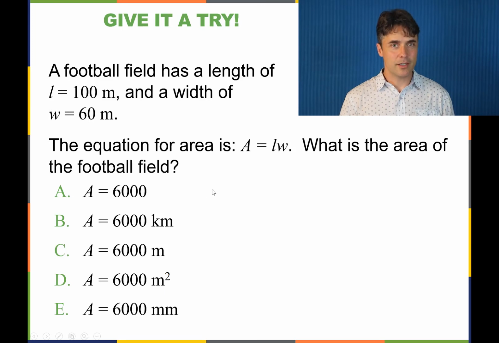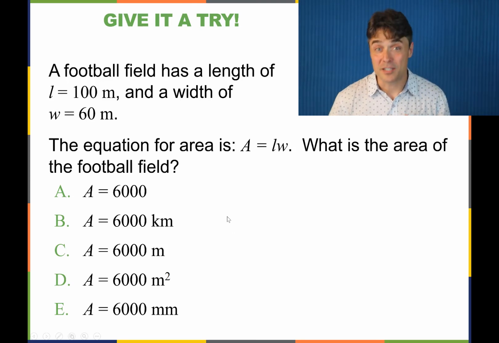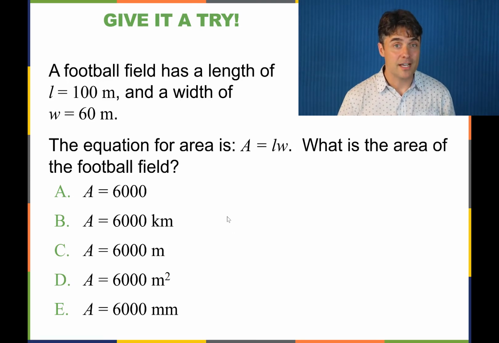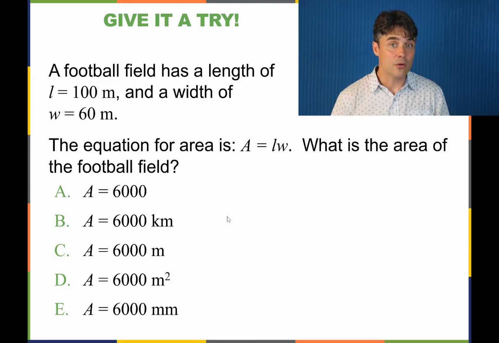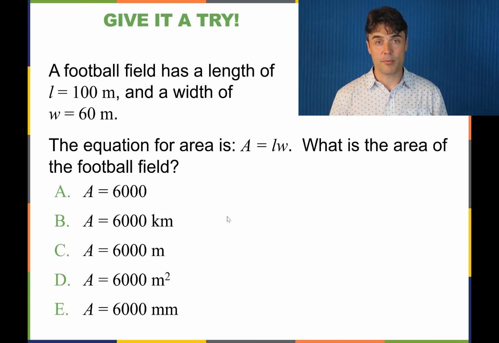Notice that since 100 times 60 is 6,000, the numerical part of this answer is 6,000. But that's true for A, B, C, D, and E. What's different about these different multiple choices is not the number part, but the units part. 4 out of 5 of these answers have the wrong units after the 6,000. I'd like you to take a moment now to pause this video, look at this list, carefully review what we've talked about so far, and decide on an answer before proceeding.